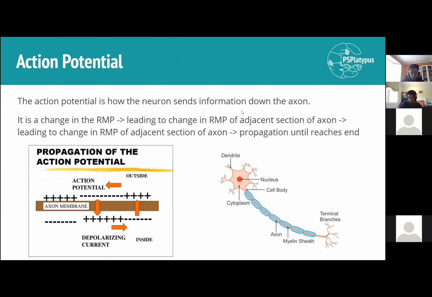So an action potential is how the neuron sends information. If you look at the bottom left picture, you see that in the middle, normally it's positive on the outside, but then it's going to become negative on the outside due to this action potential. And that's going to cause an ion current flow, a depolarizing current, which induces change in the adjacent sites. It's confusing now, but it'll make sense later. Just know that it propagates along the axon until it reaches the end, usually and almost always in one direction.